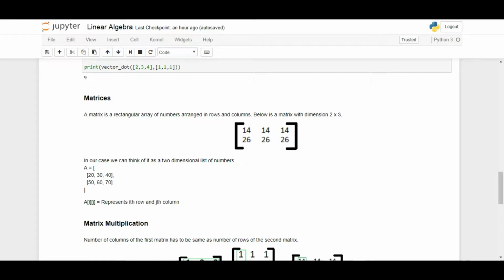A matrix is a rectangular array of numbers arranged in rows and columns. Below is a matrix with dimension 2 cross 3. So we have two rows and three columns. In our case, we can think of it as a two-dimensional list of numbers. Aij represents the ith row and jth column. So if you want to know A1,2, that means the first row and the second column, this 14.